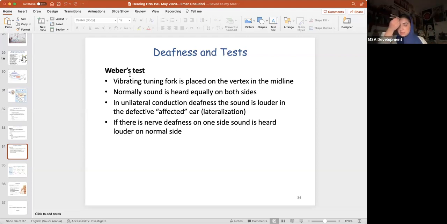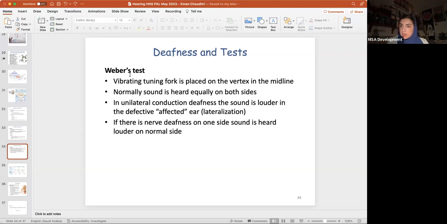So again, when you do this, it's conducting through bone. And because your cochlea is all intact and the nerve is fine, that means, okay, the nerve is fine, the cochlea is fine, but the reason that you can't hear is maybe because of a conductive issue. So in conductive hearing loss, when you do Weber's test, the sound will localize to the affected ear.